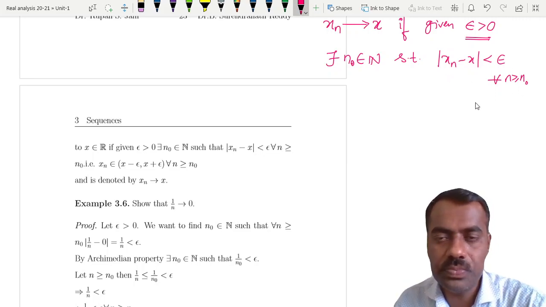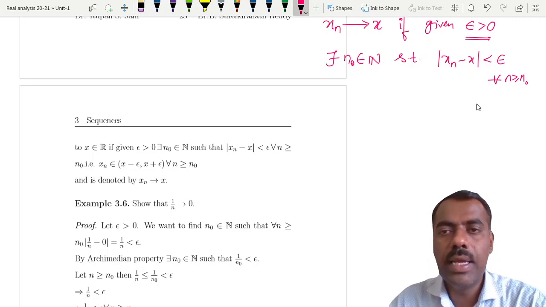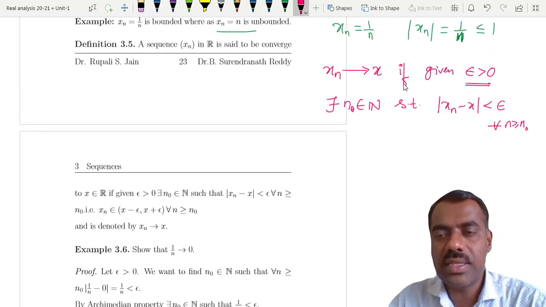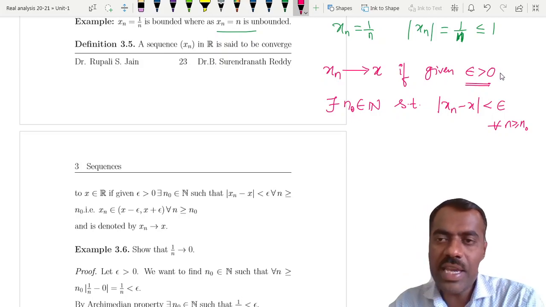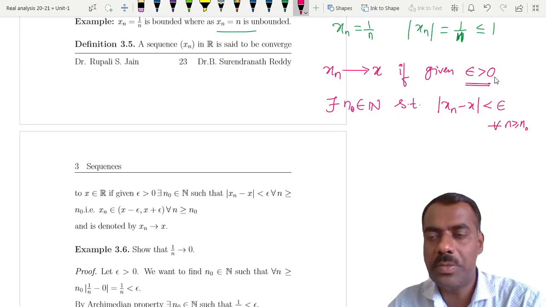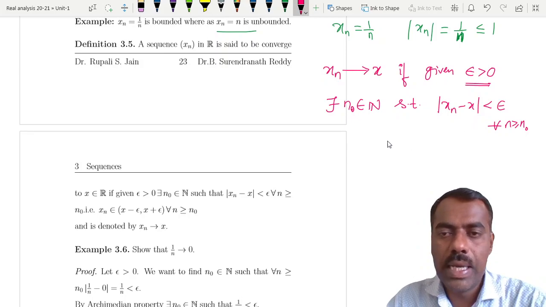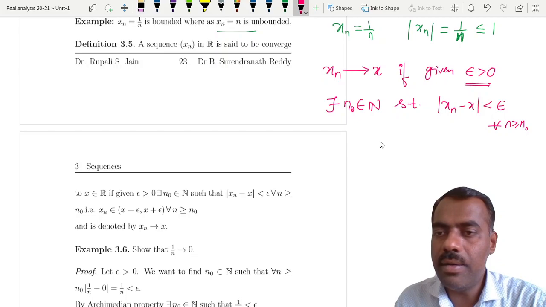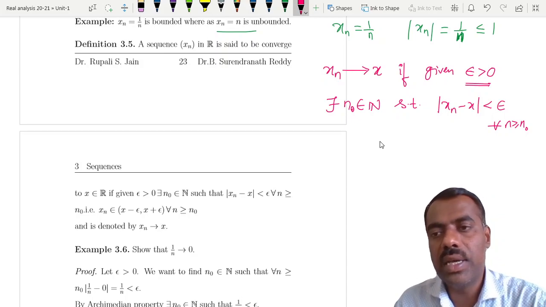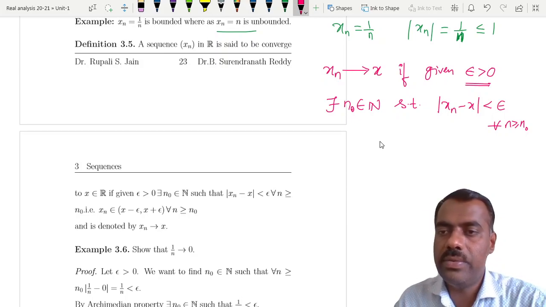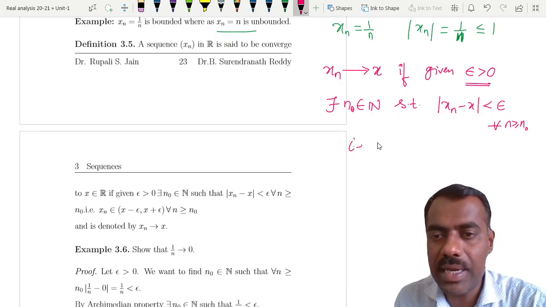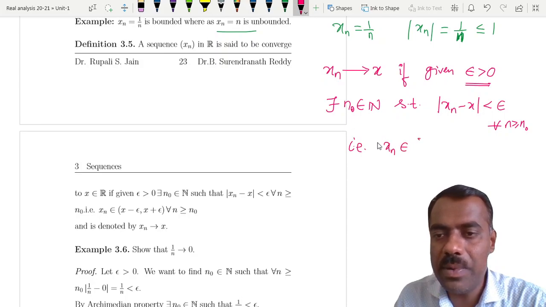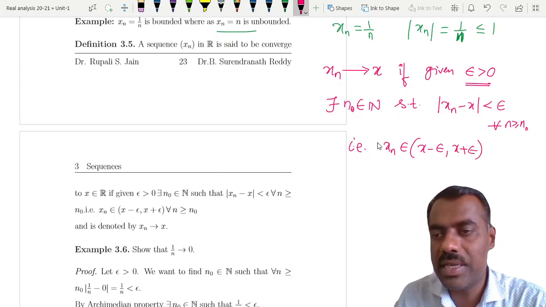Okay. So let me say it again. We say that xn converges to x if, given any epsilon greater than 0, whatever small positive real number, we should be able to find some stage after which all the elements of this sequence are close enough to x, right? This is also the same as saying that xn belongs to the open interval x minus epsilon to x plus epsilon.